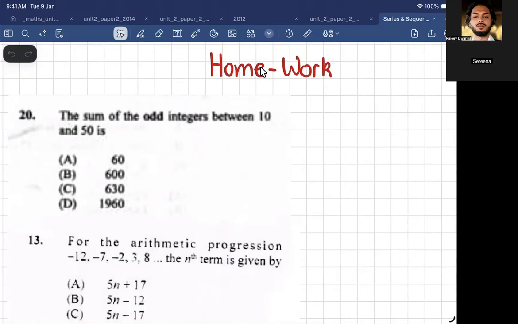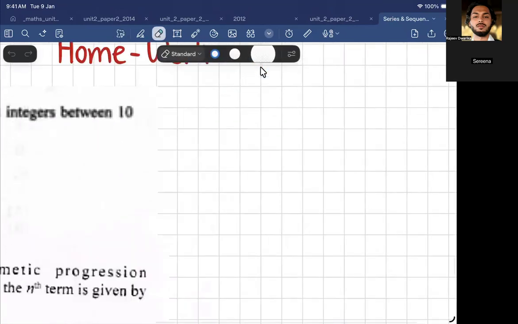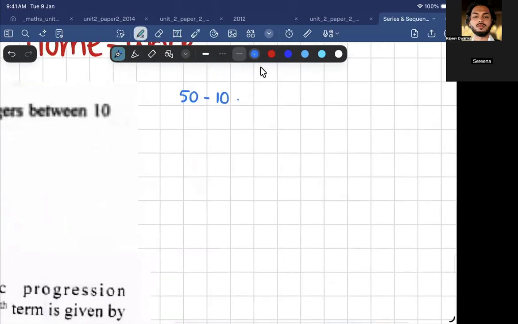So you handled this question really, really well. The first thing you did, you found the difference between 10 and 50. The difference between 10 and 50 is 40, yeah? Yes, sir. Right, so 50 minus 10 is equal to 40. And so if it's 40, then we need to figure out the number of odd numbers in 40.